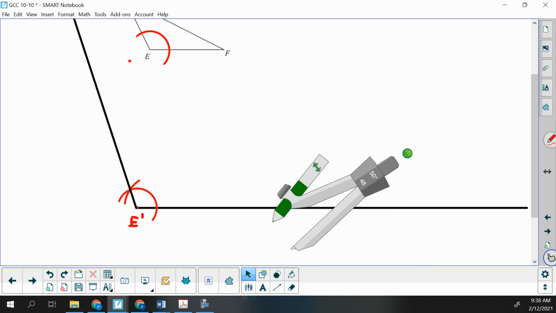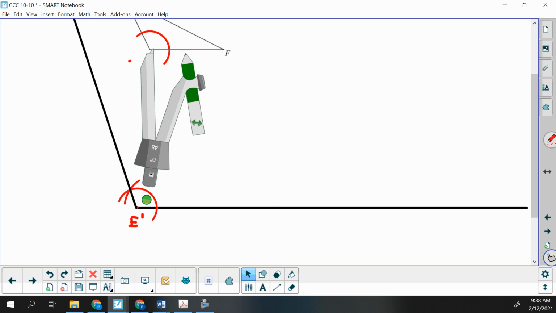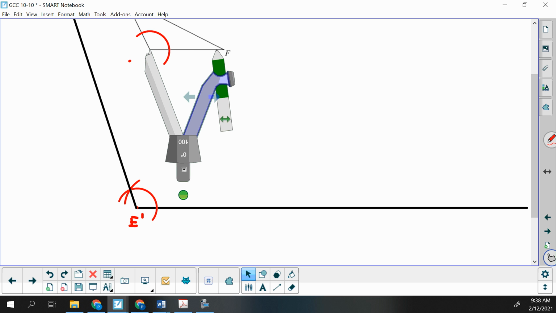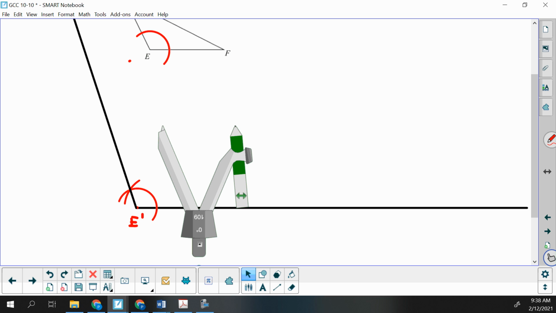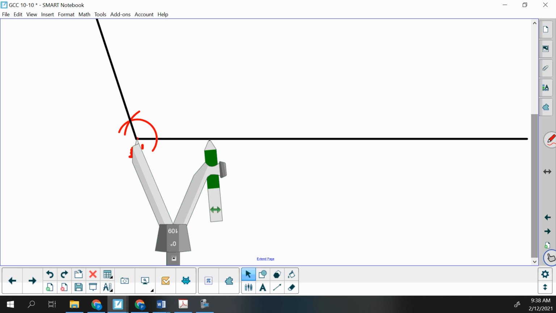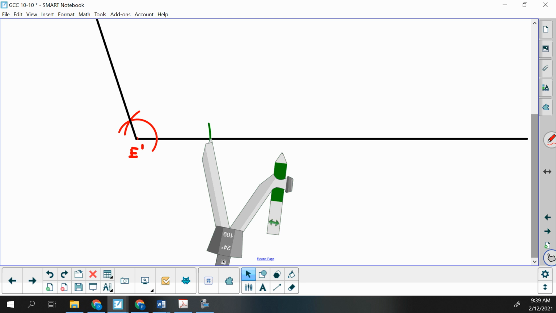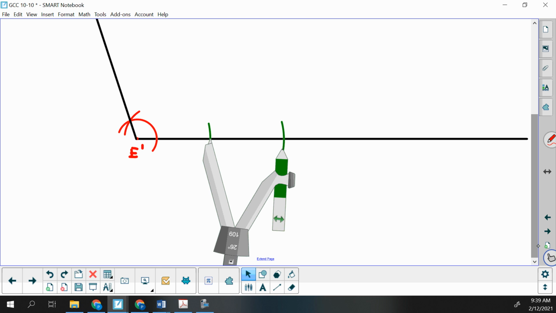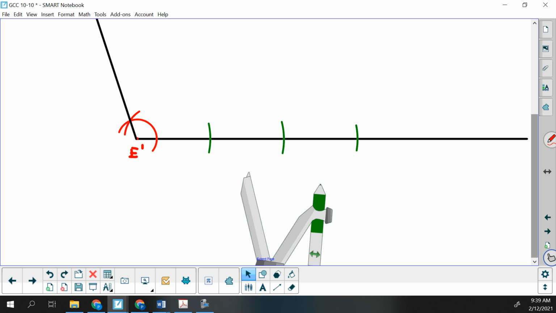So once you've done that, we want to measure the length from E to F. And then because we want a scale factor of 3, we're going to mark off 3 of those down here. So there's 1, there's 2, and there's 3. So that last spot is F prime.